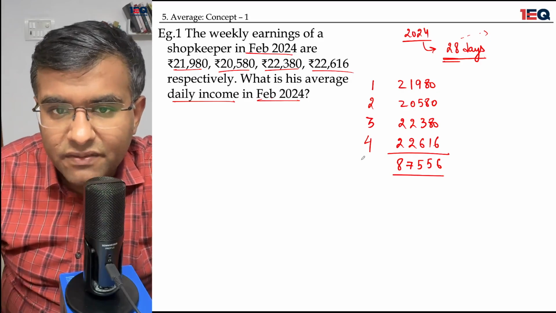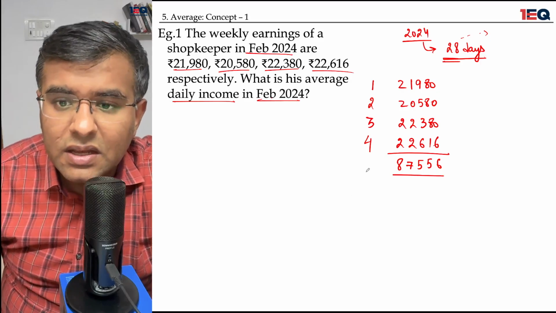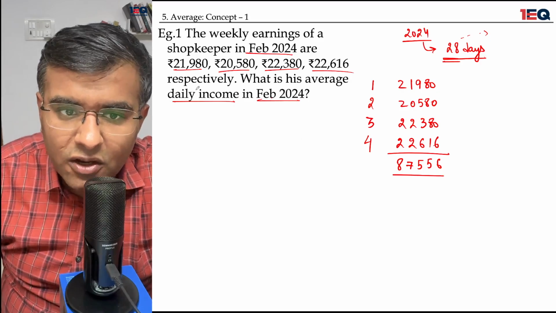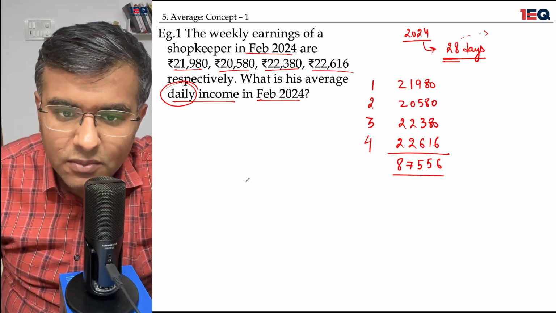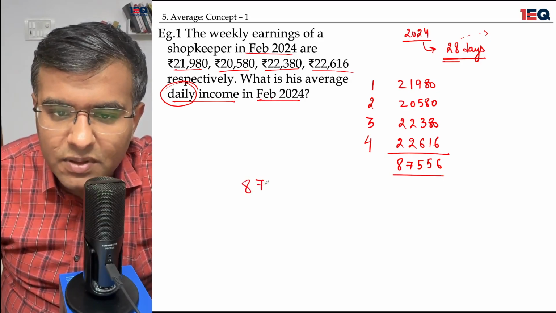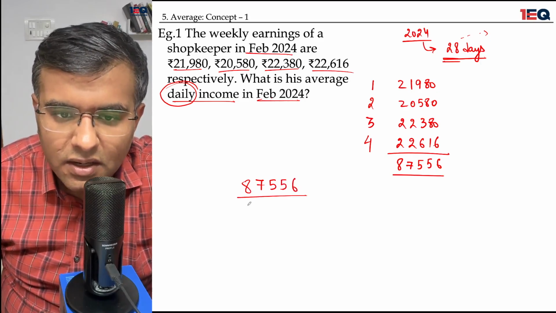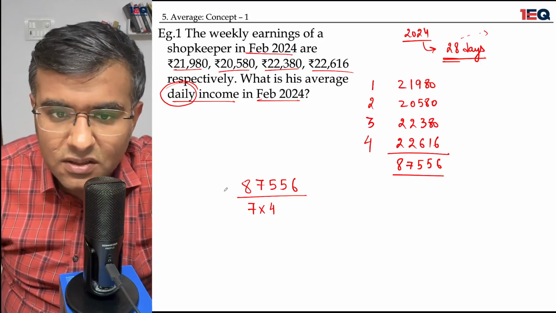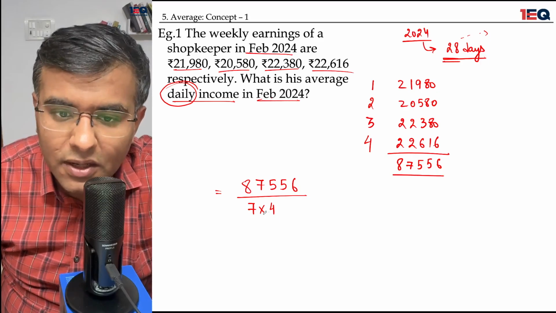Now 87556 is my entire month's earning. If I have the entire earning, I need to find out the daily income. So I'll pick up this entire earning, 87556, and divide it by 7, which is the number of days in a week, and also divide by 4, which is the total number of weeks that we have. The total number of days would be 28 over here.